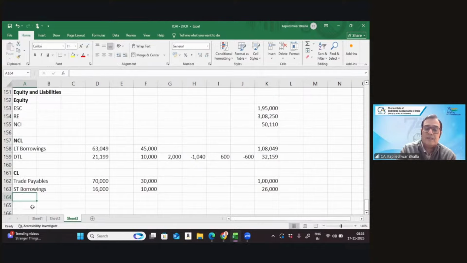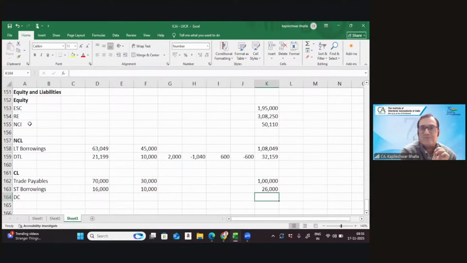So let me take the deferred consideration. I remember missing the DC. Okay, so now let's consider the DC as well. Yes, so DC, we go back to the extract balance sheet again. So let's see what was the DC in the extract balance sheet.